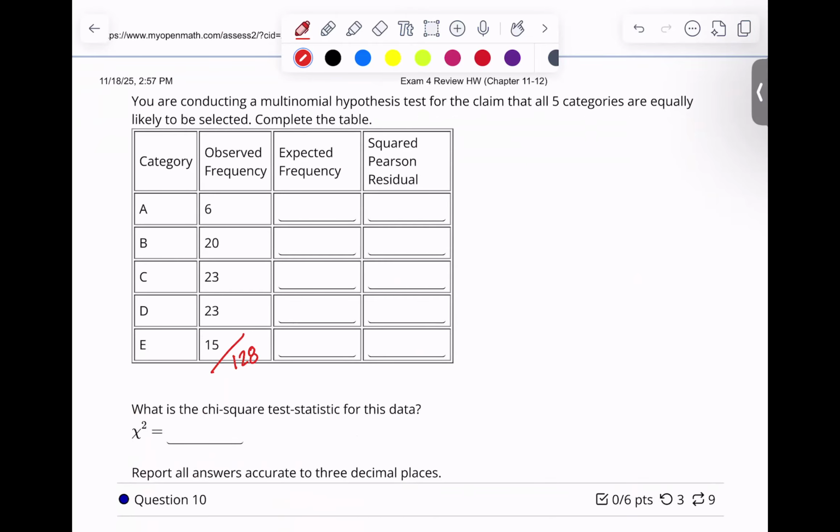If all 5 of these categories occur with exactly the same frequency, then I'm going to take the 128, I'm going to divide that by 5, and that is going to be my expected frequency for each category. If they all occur at the same frequency, each of those needs to be equal to each other, and I get 17.4. So these are all 17.4.